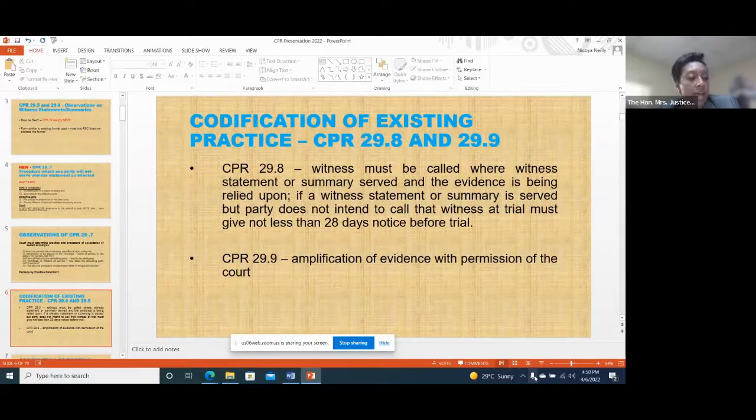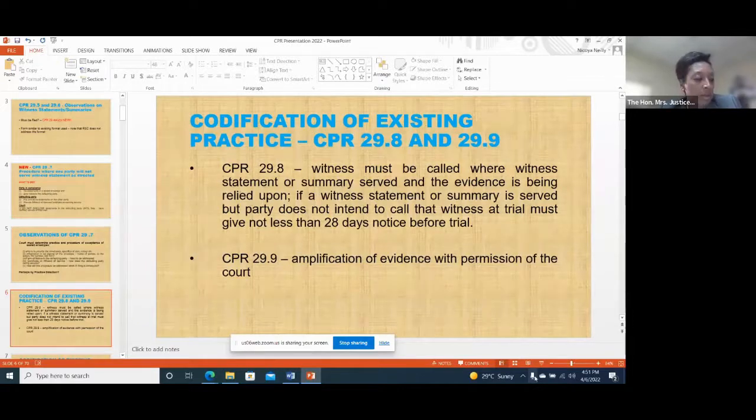So this is saying that you must give notice if you do not intend to call a witness whose statement you've served. This is a marked departure from what I believe is the practice. But maybe people do that. My experience has been slightly different. But if you do that, again, it's just a codification.